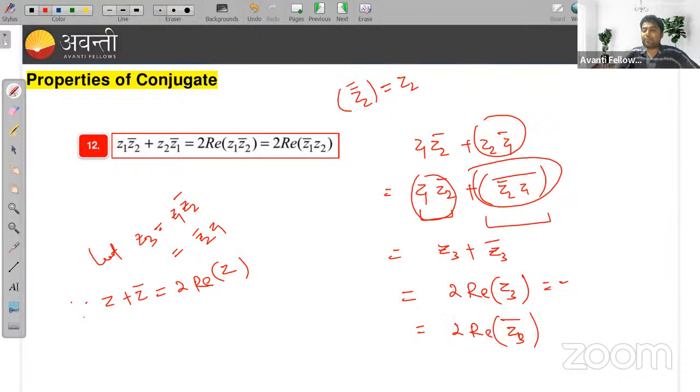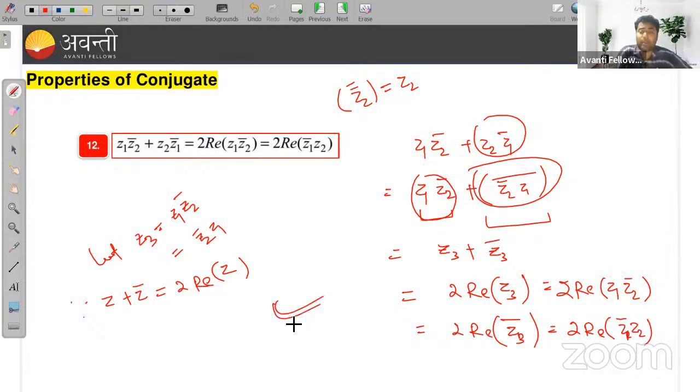So in place of Z3 we can write 2 into real of Z1 into Z2 bar, and also 2 into real of Z1 bar into Z2. This is the proof. This is an important property. Remember, Z1 into Z2 bar plus Z2 into Z1 bar is equal to 2 into real of Z1 into Z2 bar, which is also equal to 2 into real of Z1 bar into Z2. Is that clear to all, guys? Let me know if it is clear to all of you.